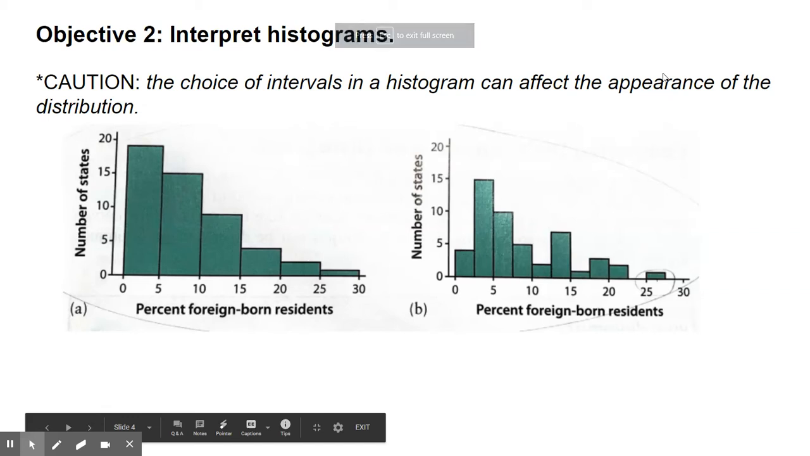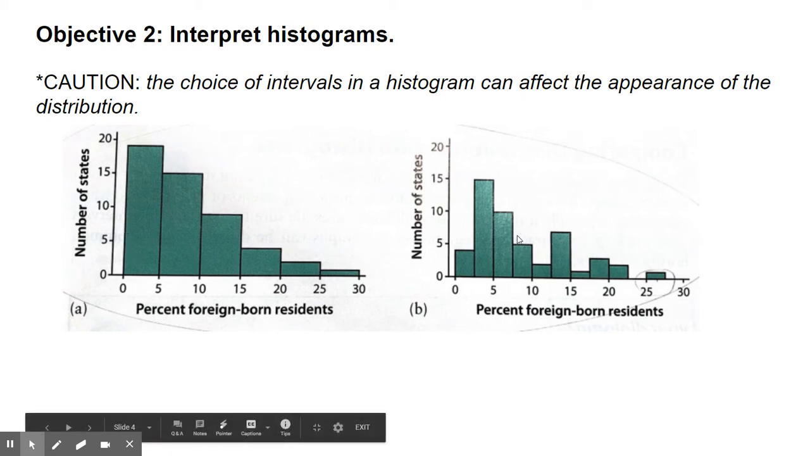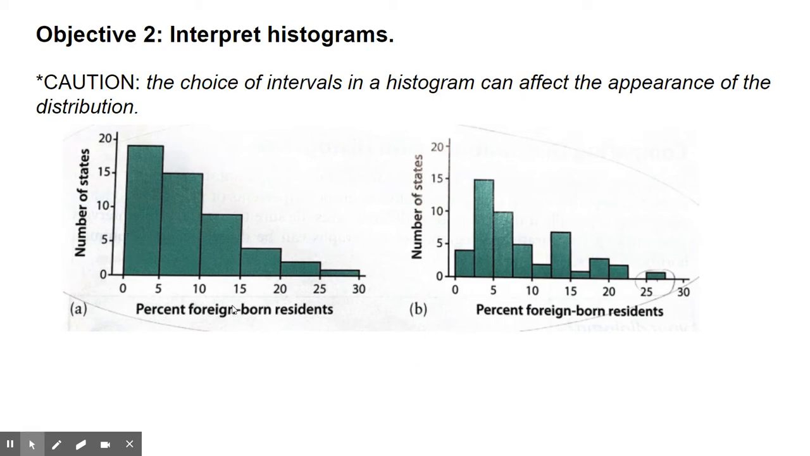All right, objective 2, now we're going to interpret our histograms. So again, just as I showed you in the stats applet, you have to use some caution. The choice of intervals in a histogram can affect the appearance of the distribution. So I think I showed you this on the stats applet, right? A width of 5% for your intervals versus a width of 2.5. It kind of shows a little bit more in depth into the shape. It might show some more clusters and gaps. But again, notice that this is the same data just presented with two different sets of intervals.